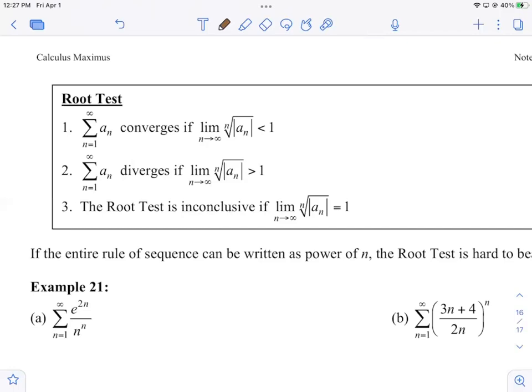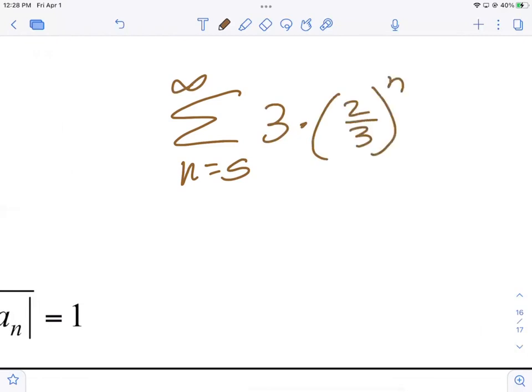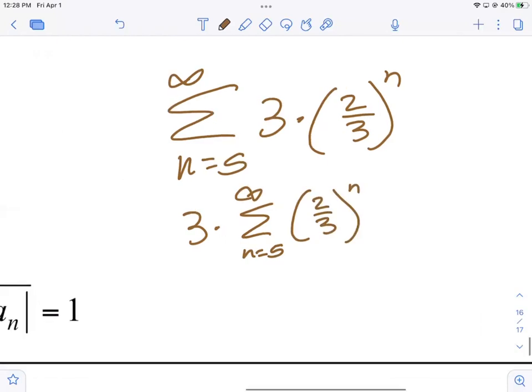On a geometric series, like 2/3 to the n, you can use the geometric series test, but the root test works, right? Because what's the nth root of 2/3 to the n? Yes, 2/3. Maybe I should write it down. For instance, what if I have from n equals 5 to infinity of 3 times 2/3 to the nth power? Well, you could bring the 3 out front, just like an integral. And now we have 2/3 to the n. I could use the geometric series test, right? The absolute value of r is 2/3, which is less than 1, converges. But I can also use the root test.